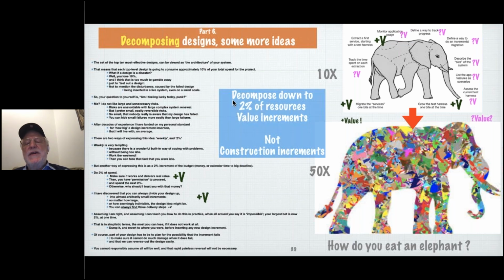I like to get down to a decomposition level of weekly in general, except for extremely large long-term projects, 10 years, 10 billion quid, in which case I like to get down to about 2% of the 10 years or 10 billion quid. I like 2% increments. Why 2%? Two things. I found you can always decompose into 2% increments if you try. That is value delivery increments, not construction increments. We'll get back to that later.